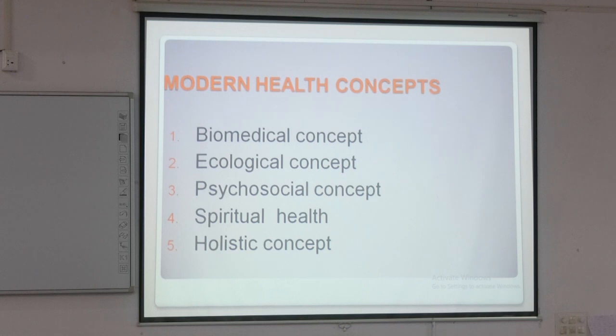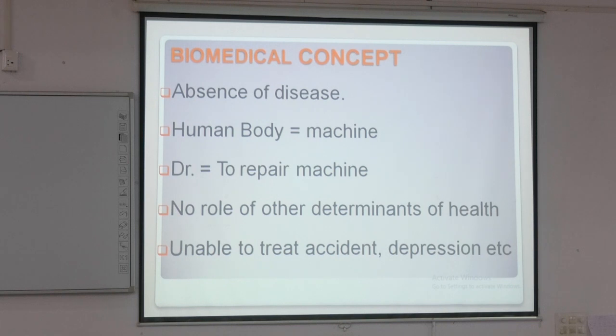Something called germ, which is unseen and usually present with bad air, bad water, right, and they are causing all the disease. This concept began around the middle of the 19th century in Europe. And during that period, the concept of health was given by the biomedical concept. Then came the ecological concept, psychosocial concept, spiritual health, and finally holistic health. These are the steps to reach the definition in modern history. What is the biomedical concept?